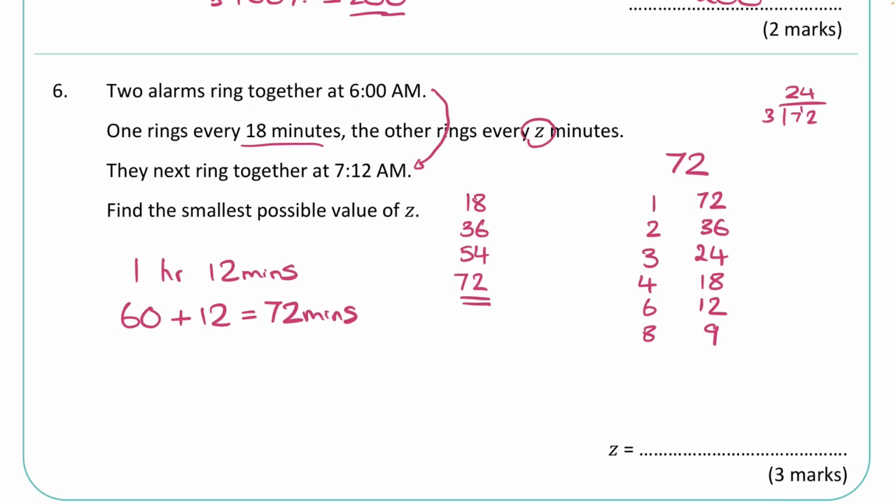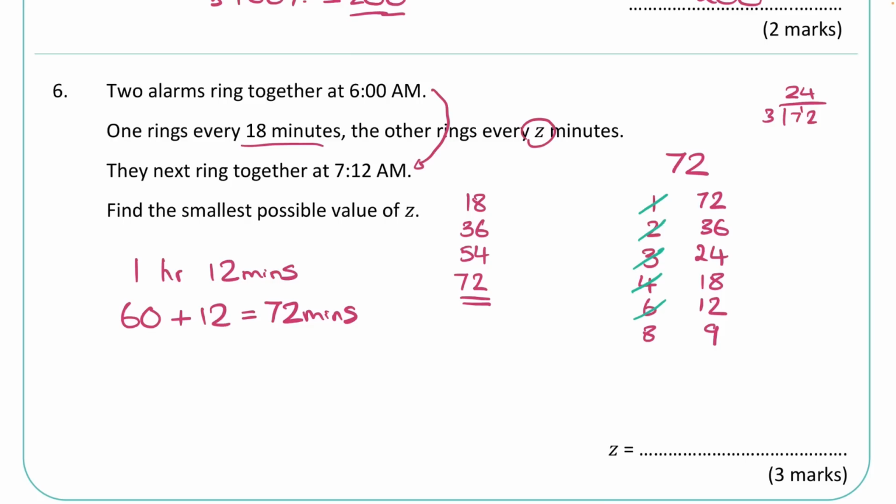So starting with 1, well, 1's going to go off every minute, so that's going to match all of them. 2 is going to go off after 18 minutes, which obviously doesn't get all the way down to 72, so that's no good. 3 is going to go off after 18 minutes, so that's no good. 4 is going to go off after the 36 minutes, because 4 goes into 36, that's no good. 6 is going to go off after 36 minutes as well, so they'll match at 36.